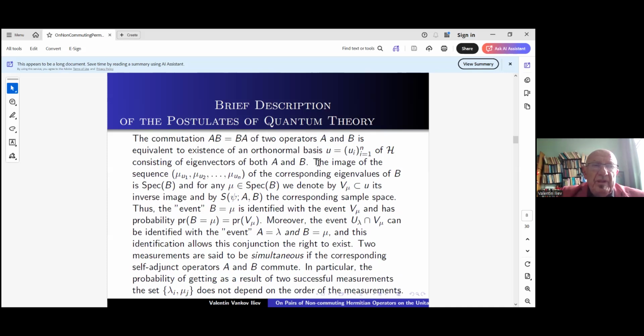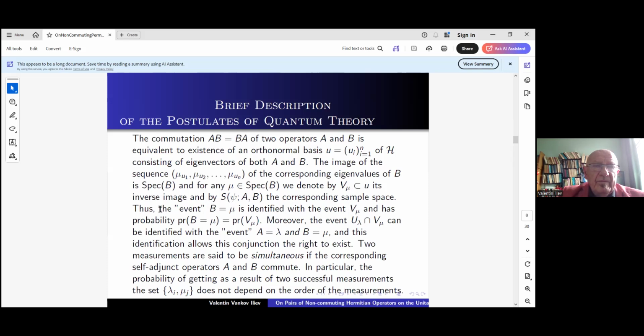AB is equal to BA. Then, we know very well that there exists an orthonormal basis consisting of eigenvectors of both A and B. Then the image of the sequence of eigenvalues of B is the spectrum of B, and by analogy, we define this V mu. This is the inverse image of any mu in the spectrum.